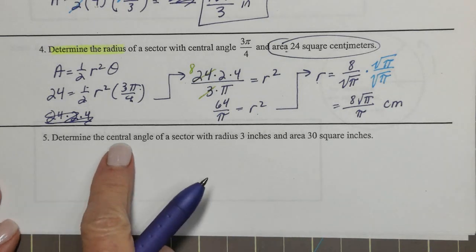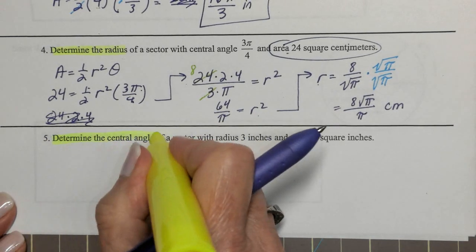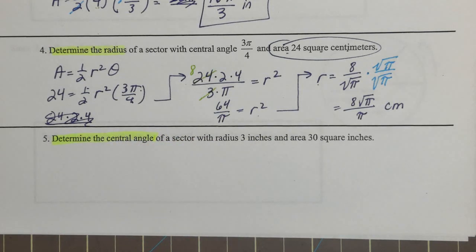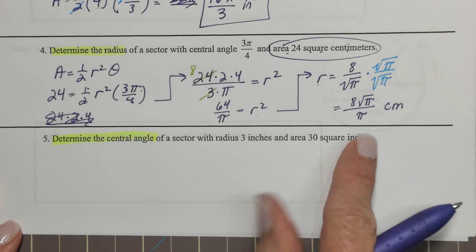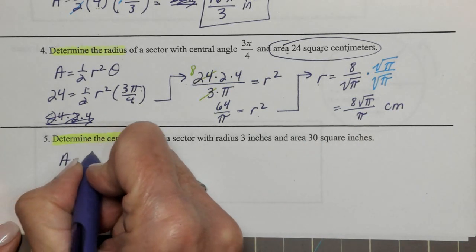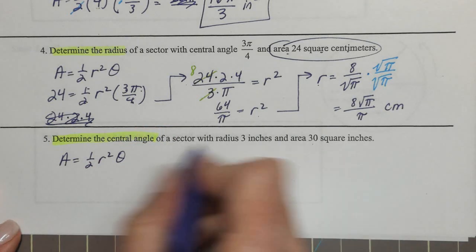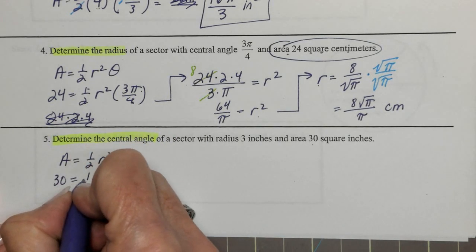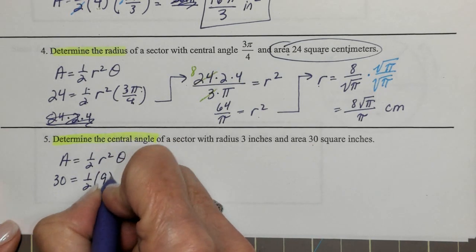Now let's determine the central angle. Let's determine the central angle of a sector with radius 3 inches and area 30 square inches. Still using area as 1/2 r squared theta. We know that the area is 30. We know that the radius is 3. The square of 3 is 9.